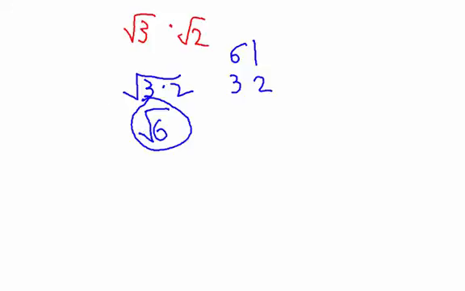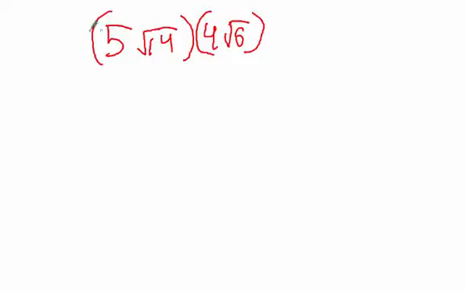Alright, so now we want to take a look at a slightly more complicated problem, but one that's pretty similar. In this case, we're going to take a look at 5 times the square root of 14 times 4 times the square root of 6. Looking at a problem like this, I do have coefficients, 5 and 4, and I have numbers under the radical, 14 and 6. So, how do I do this?